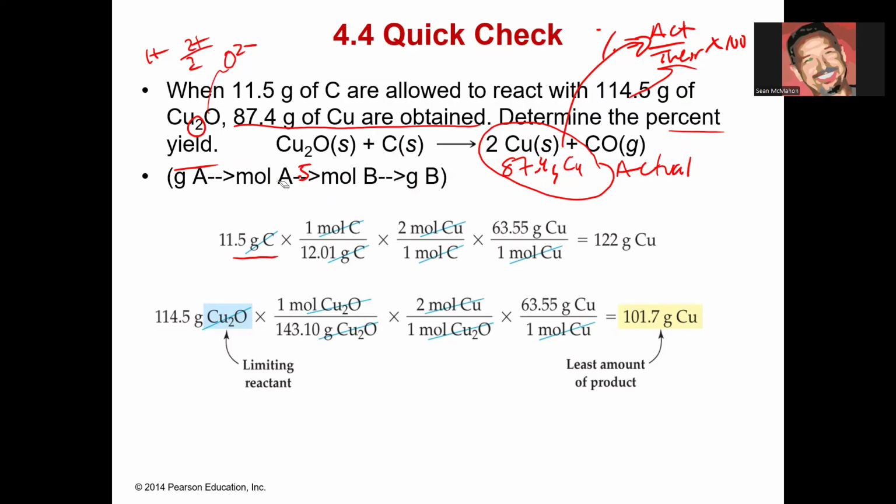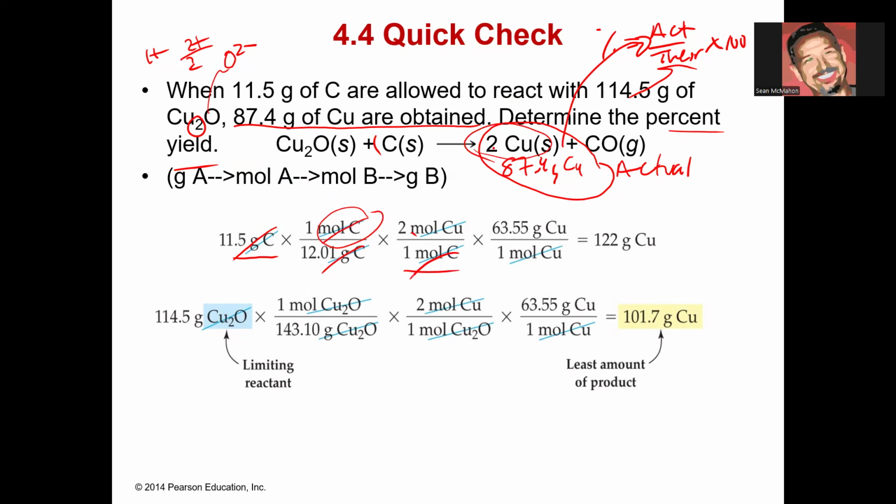How do I do that? Like I've been doing the whole time, molar mass, 12.01 grams of carbon per 1 mole. The units of grams carbon cancel. Now I convert the moles of carbon to what I want. I want the theoretical yield of copper. 1 mole of carbon gives me 2 moles of copper. So moles of carbon cancel.